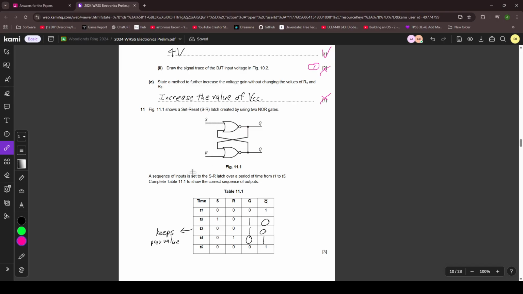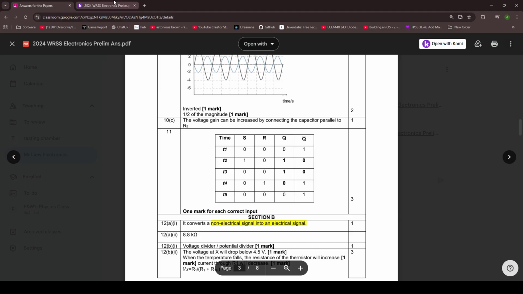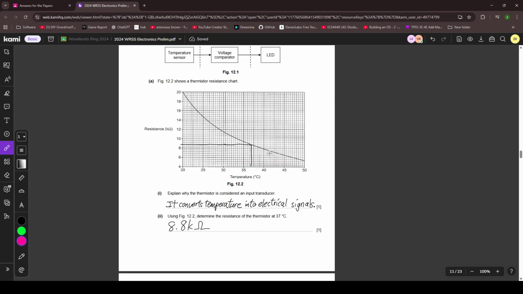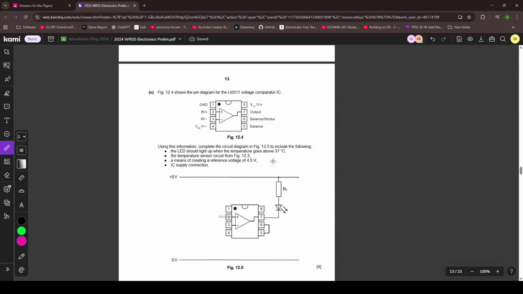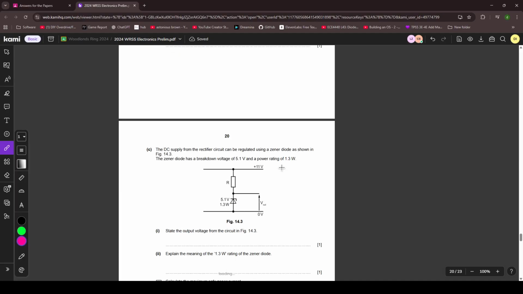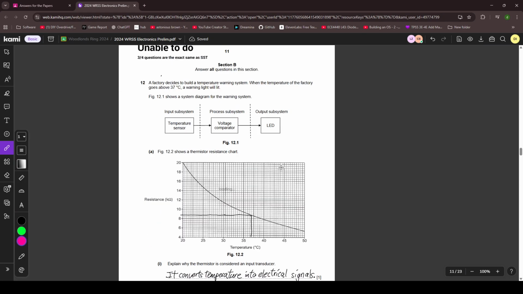Okay, so SLH. Sequence of inputs is set to the SLH over a period of time. Okay, so you set QB1, you reset QB0, so this looks right. I don't think there's anything wrong. Yeah, there isn't. Okay, 3 marks. Unable to do 3/4. Oh, okay, we're done. Oh, but you did some questions. Okay, you only did the front. So I'll mark your front part lah.